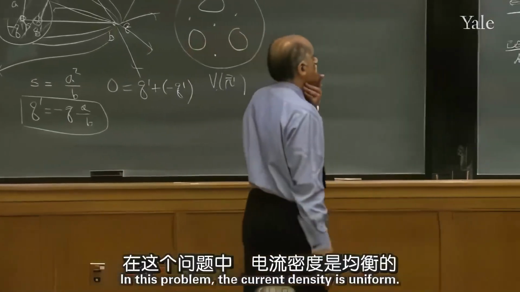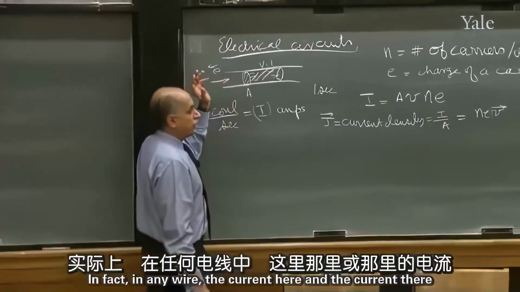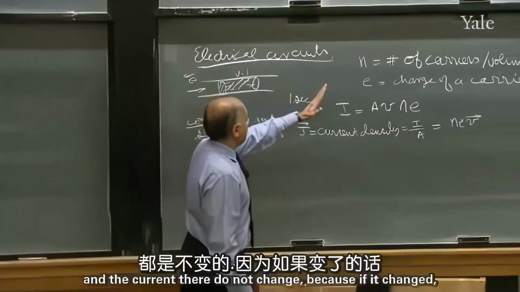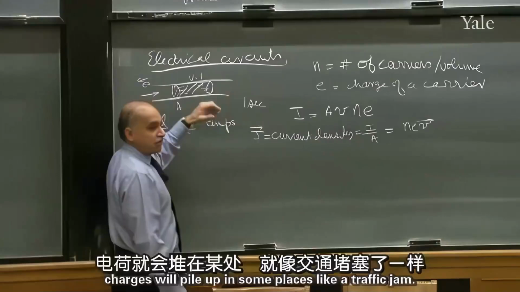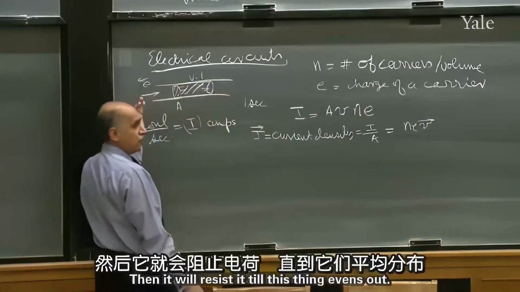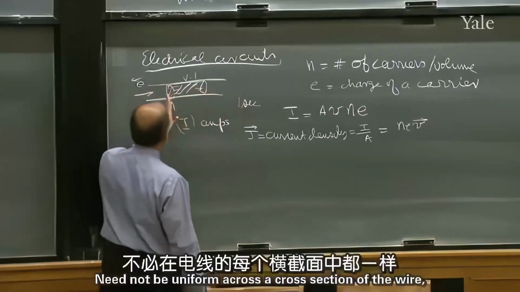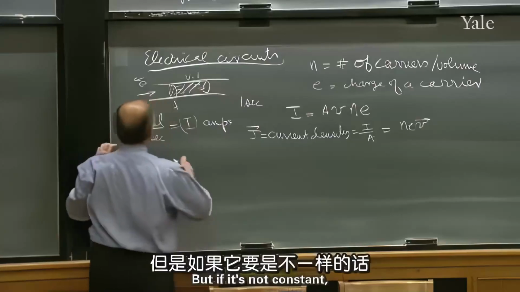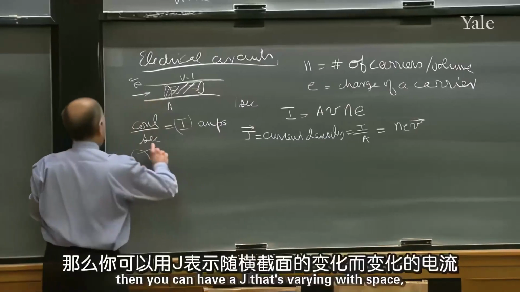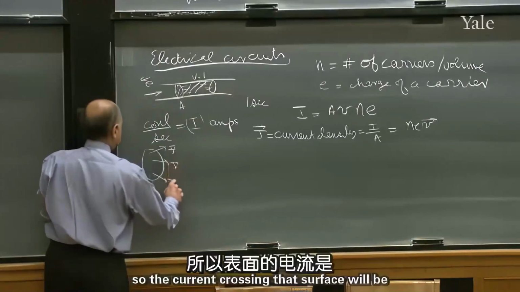In this problem, the current density is uniform. In fact, in any wire, the current here and the current there and the current there do not change, because if it changes, charge will pile up in some places, like a traffic jam. Then it'll resist it till this thing evens out. The current's constant on a wire. It need not be uniform across the cross section of the wire, but I'm going to take it to be uniform. But if it's not constant, then you can have a J that's varying with space.